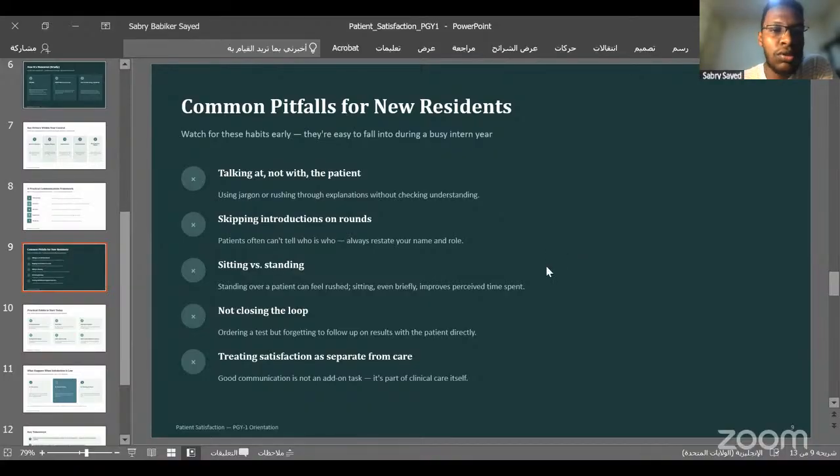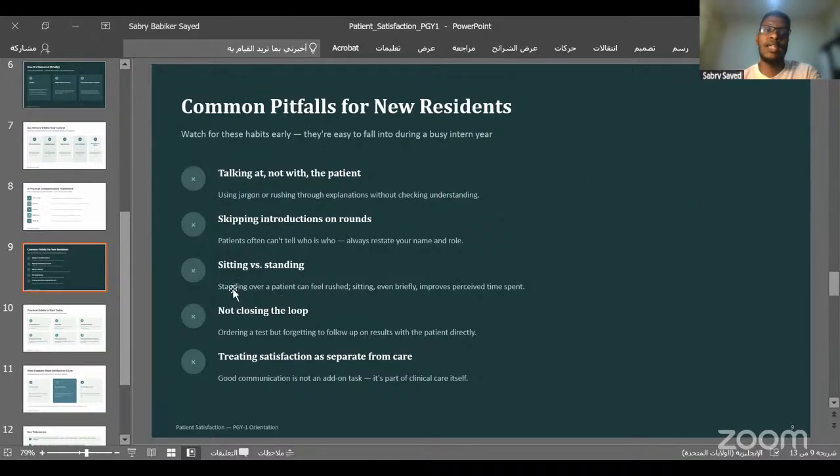Skipping introduction on rounds: patients often cannot tell who is who. So whenever you're doing rounds and you are responsible for a patient, you have to restate who you are and what you are doing. For example, I'm Dr. Sabry, and I'm the junior resident here in the internal medicine department, and I'm responsible for your case. And this is the team with me, Dr. So and so and so.